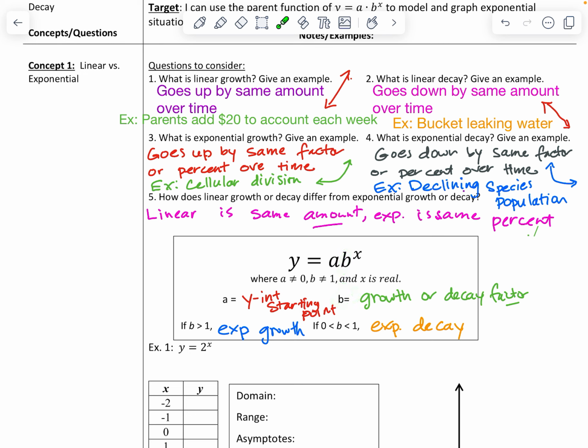Again, like with cellular growth it would be 2 to the x because every time it's doubling. But it doesn't have to be twice as much every time. There are lots of different factors that you can go up or down by. So b is the growth or decay factor. If b is greater than 1, it is exponential growth. If b is less than 1, between 0 and 1, it is exponential decay.